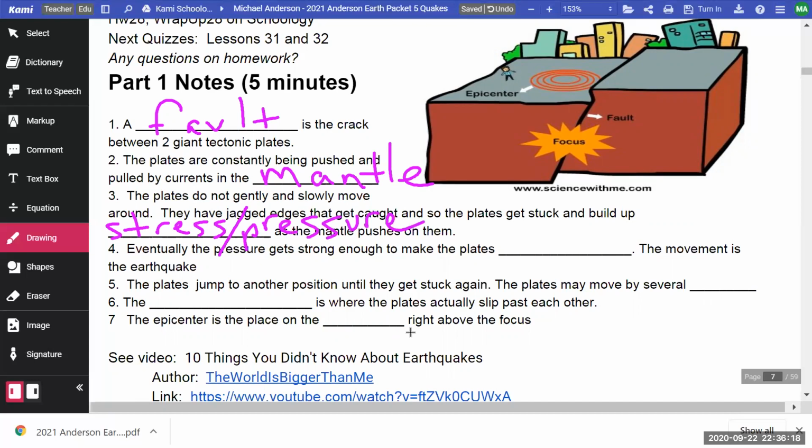As the mantle pushes on them, eventually the pressure gets strong enough to make the plates slip. The movement is an earthquake. The plates jump to another position until they get stuck again. The plates may move several feet.